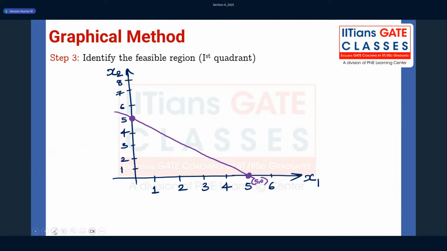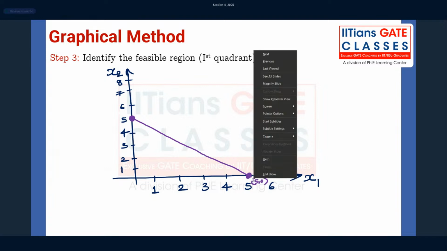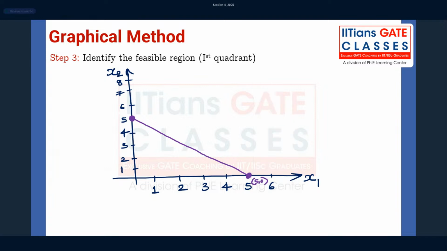Okay, I can't erase like that. Let me do one thing. I'll draw it white. You have to not cross that. Please remember, you should not cross that. And this is your 0, comma 5.